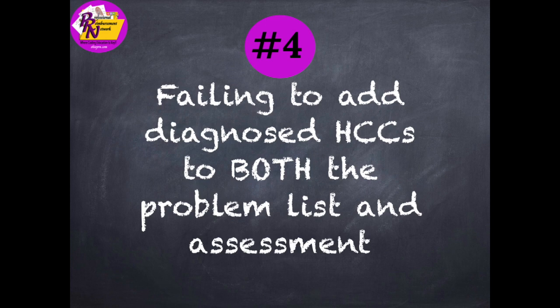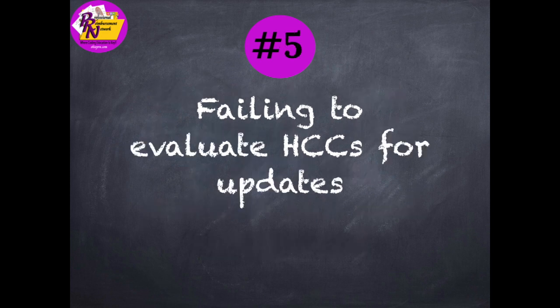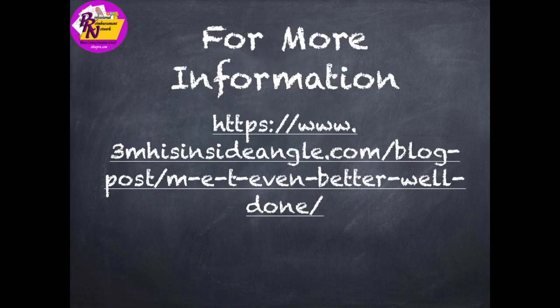Number 4, failing to add any diagnosed HCCs to both the chronic problem list and the acute assessment. And number 5, failing to evaluate each of the HCCs on a semi-annual basis for updates. So there you have it, just a little bit of information regarding the M.E.A.T as it pertains to HCC coding. Hopefully this was helpful for you, particularly if you are involved in risk assessment coding and HCC.